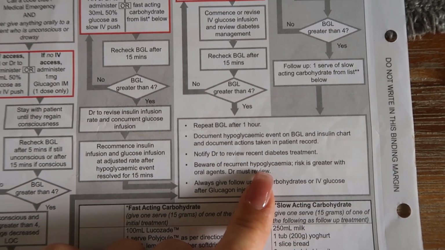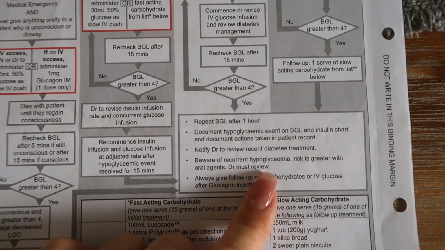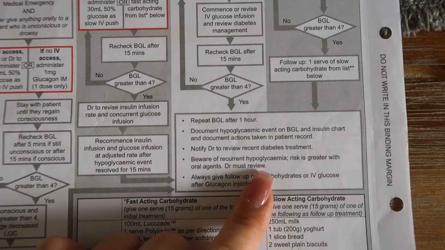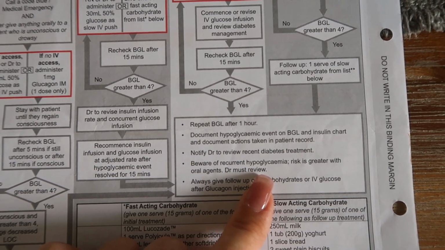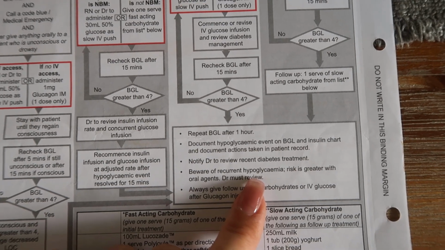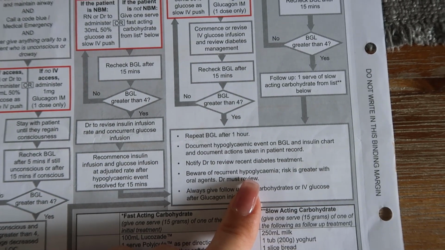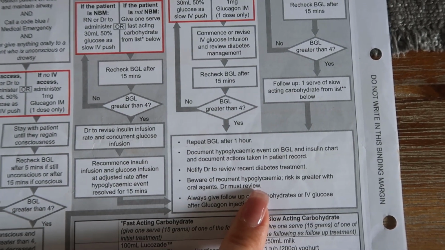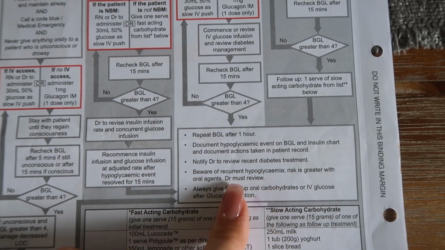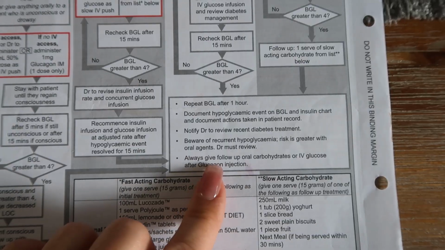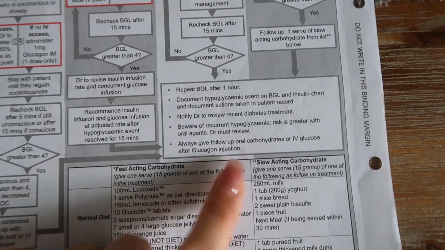Also let the speechy and dietitian know so they can come and review the patients as well, because it could be the reason that the person has maybe gum disease or some sort of discomfort in their mouth, or maybe they have difficulty swallowing, that's why they don't want to eat. A lot of elderly patients usually lose weight, and when that happens, the dentures that they wear start to hurt their gum because they become loose in their mouth and they refuse to eat. And also the dietitian can put someone on a resource if their appetite has decreased. Always give follow-up oral carbs or IV glucose after glucagon injection.